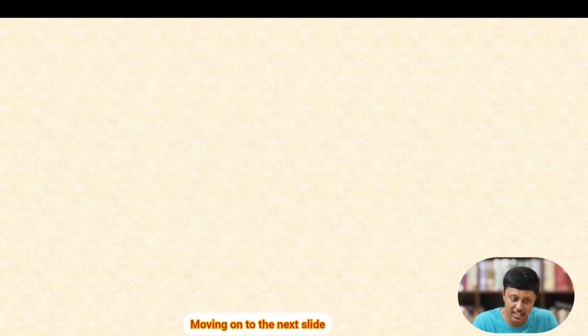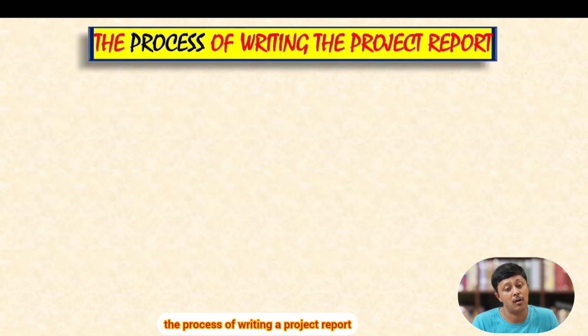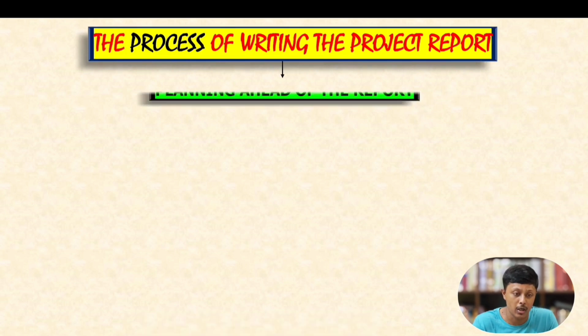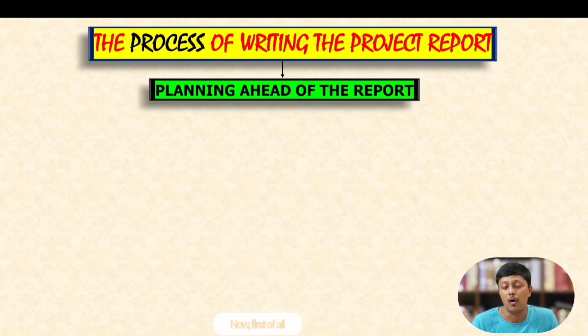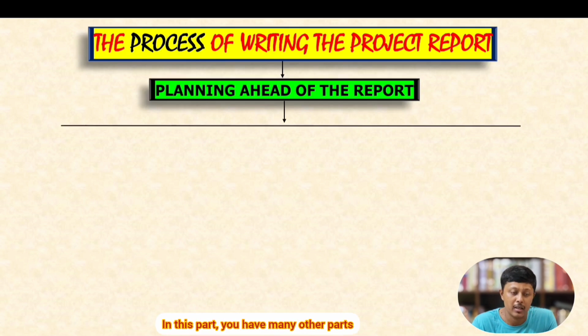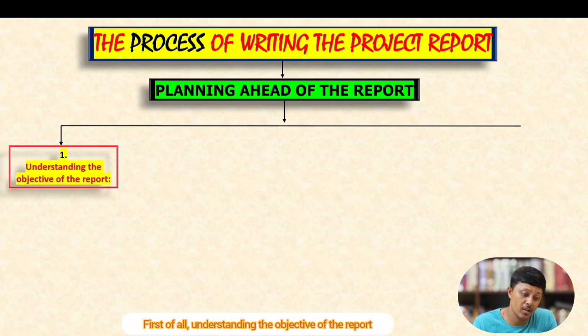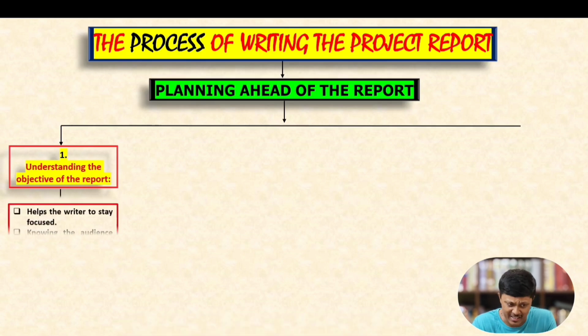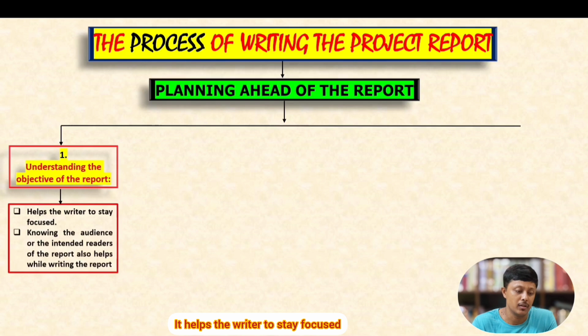Moving on to the next slide, the process of writing a project report. How are you going to write a project report? First of all, you need to plan ahead. Planning ahead is the first and most significant aspect. In this part, you have four further parts. First of all, understanding the objective of the report. It helps the writer to stay focused.